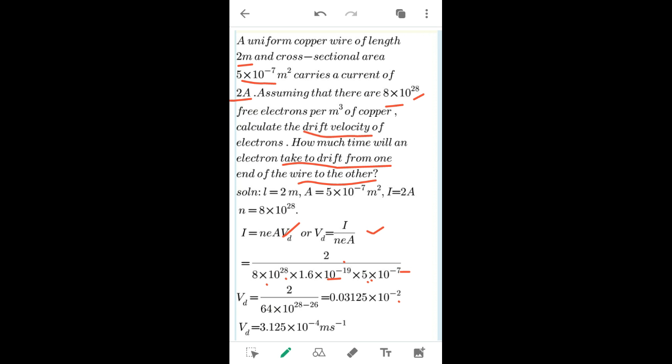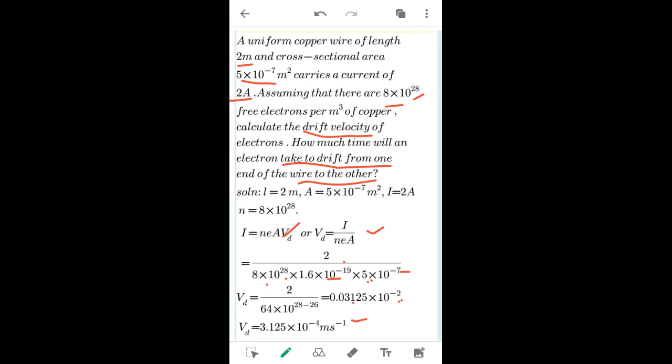Now we shift the decimal two digits, and what you get is 3.125, so it will be 10 raised to minus 2 and minus 2, that is 10 raised to minus 4. So VD is 3.125 into 10 raised to minus 4. Drift velocity is a velocity, so the unit will be meter per second. The answer for the drift velocity is 3.125 into 10 raised to minus 4 meter per second. You can calculate and check it out.